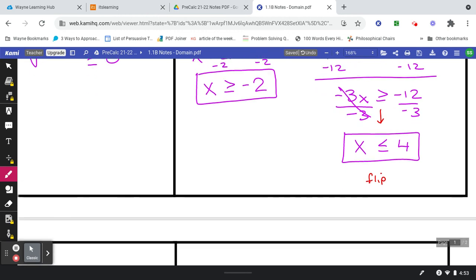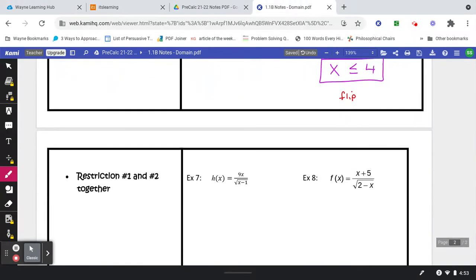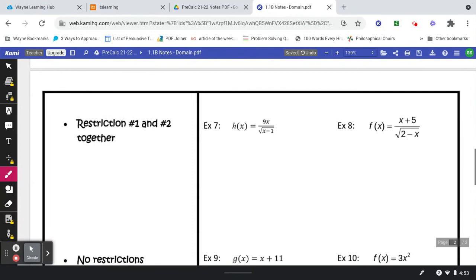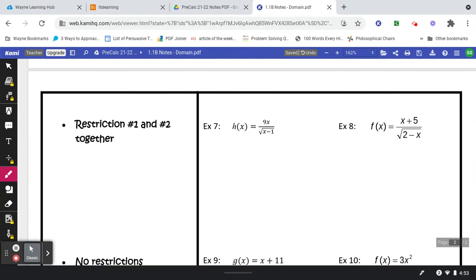Just maybe make a quick note so that you remember to flip when you divide by a negative. All right, so those are the 2 restrictions. And we have one more situation. We have the 2 situations together. So a square root in the denominator. So anytime you have a square root in the denominator, you're going to have to use the greater than 0.